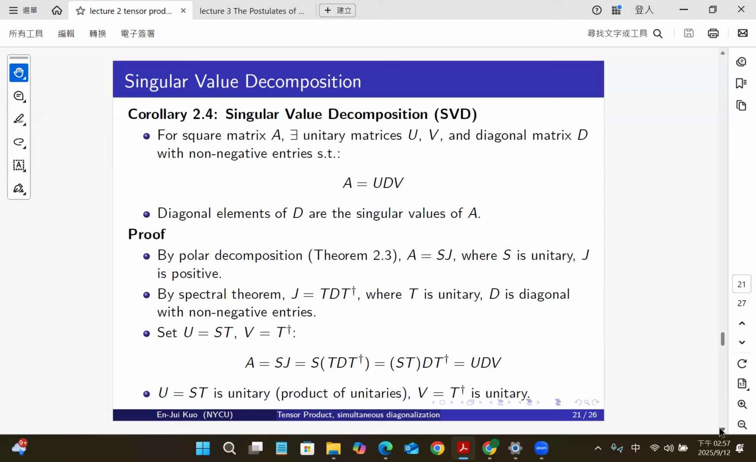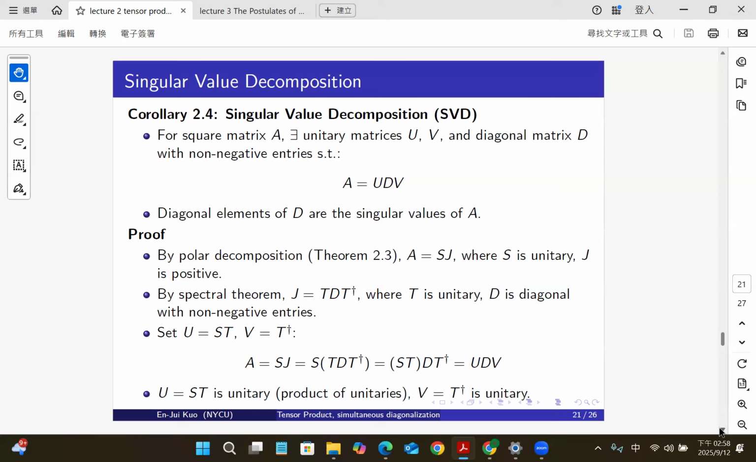Alright, so the proof will be simple, right? I already know matrix A, I can use the left polar decomposition. So I can write A as S times J, where S is unitary and J is positive semi-definite by previous results. That is the polar decomposition: unitary times the positive matrix. And this positive matrix is Hermitian, right? So I can apply the spectral decomposition on J, such that I can write J as T D T dagger, where T is unitary and D is diagonal. And D is always non-negative because J is positive.